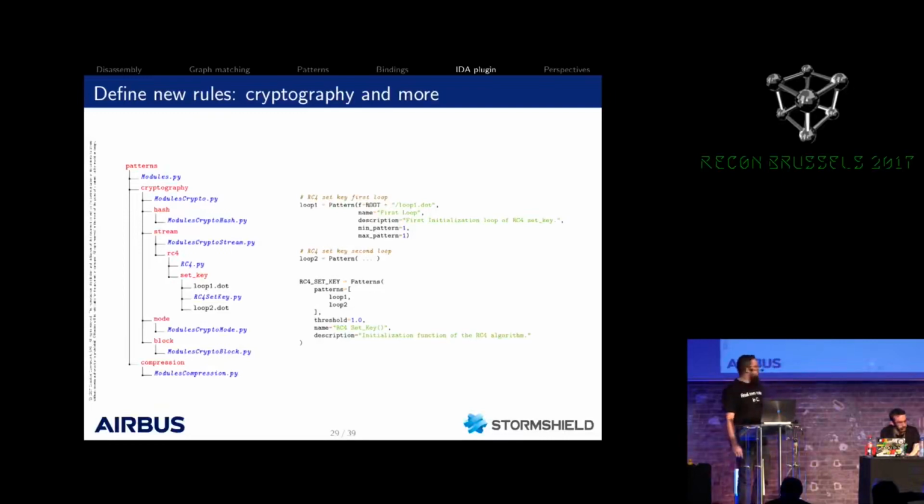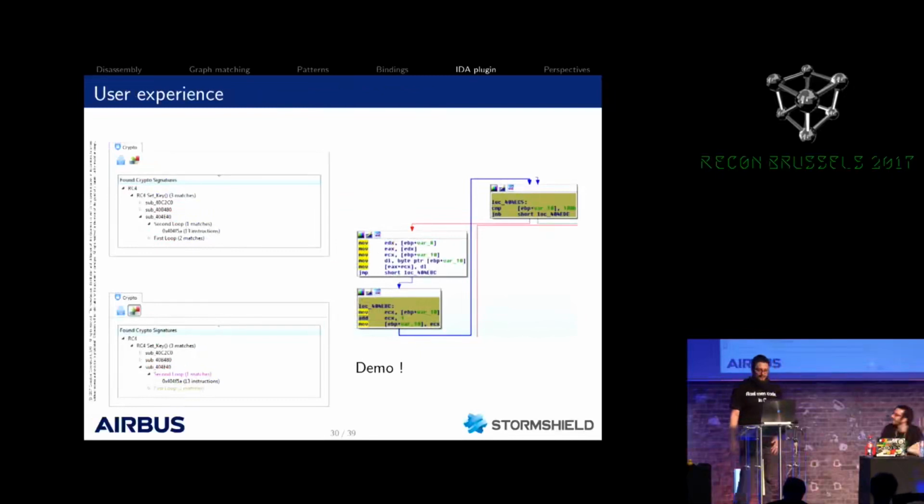We do the same things for the second loop. Then we create the function patterns, so we give the 2 loops because we must match those two loops in the function set key of RC4. Then we put the threshold, which here is 1, so it means we must get the two patterns to validate the function. Then a name, a description, and so on. So, demo.